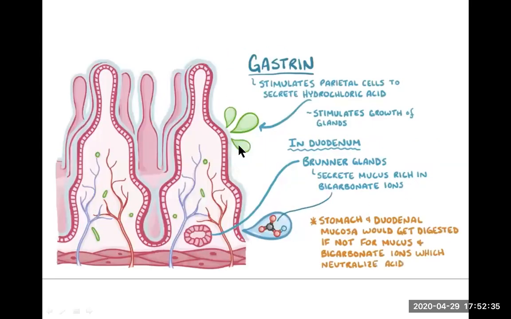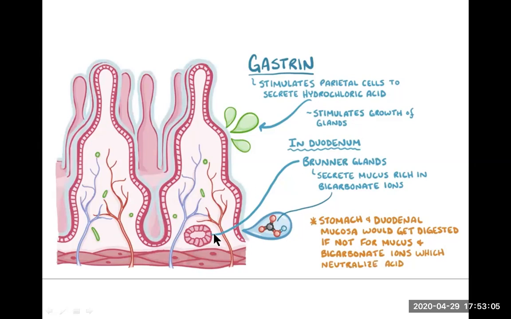So the gastrin, which is produced by these cells, will stimulate the parietal cells to secrete hydrochloric acid. That is the function of gastrin: it stimulates the parietal cells to secrete hydrochloric acid, and it also stimulates the growth of glands.